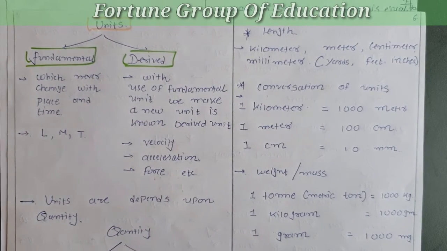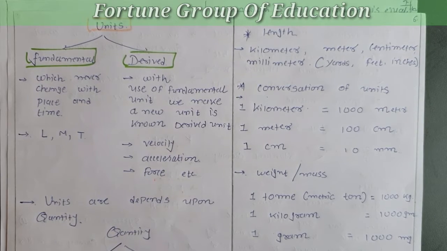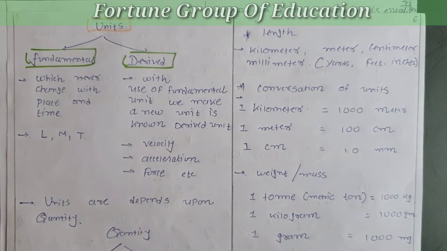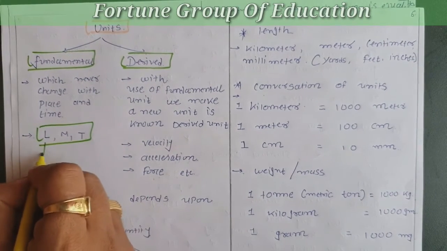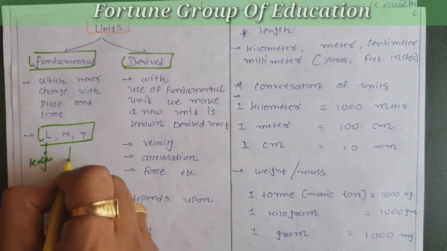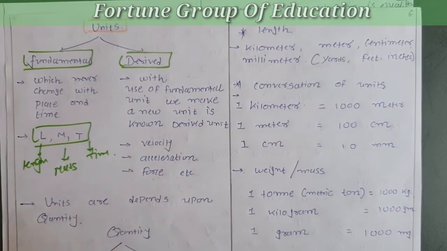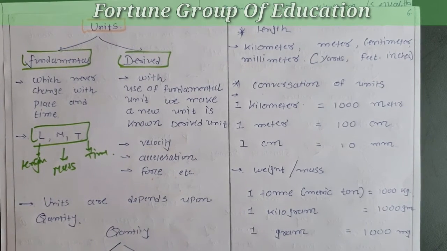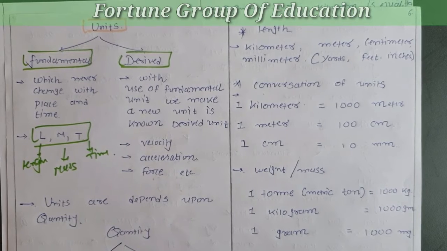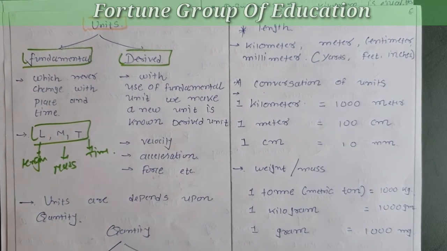So the quantities which never change with respect to place and time are known as fundamental quantities, and there are 3 fundamental quantities: L, M and T. L means length, M means mass and T means time. Mass will also never change with respect to place and time. Outside the earth's gravitation, the weight will change. But always remember, there are only 3 fundamental units: length, mass and time.